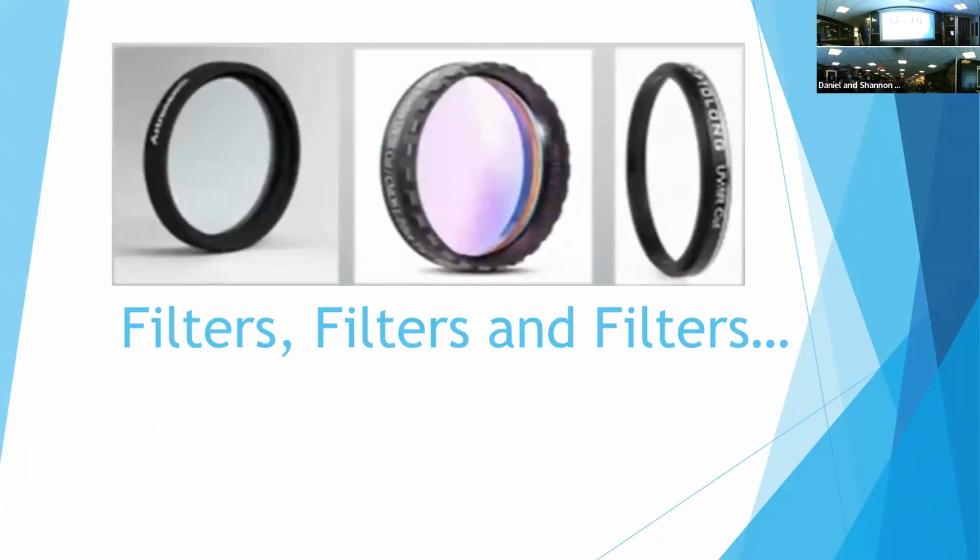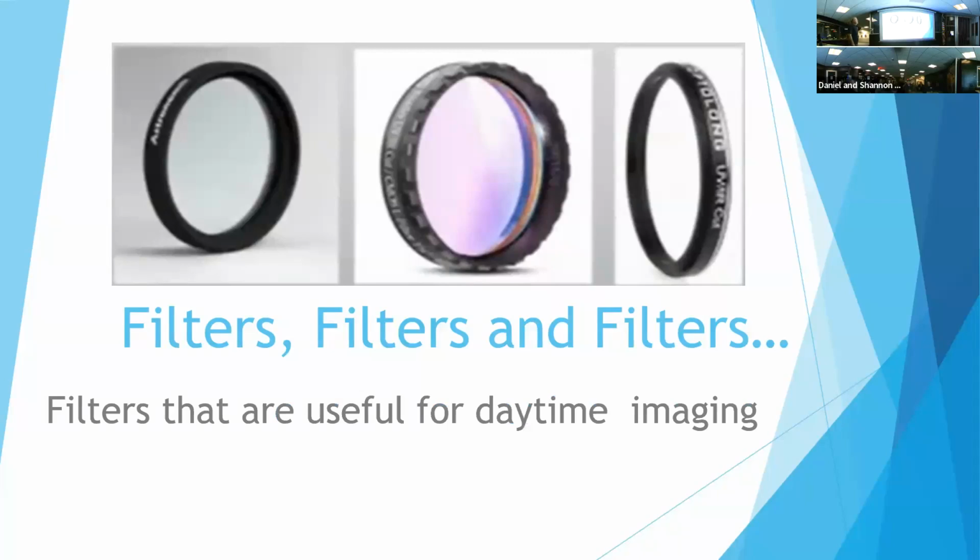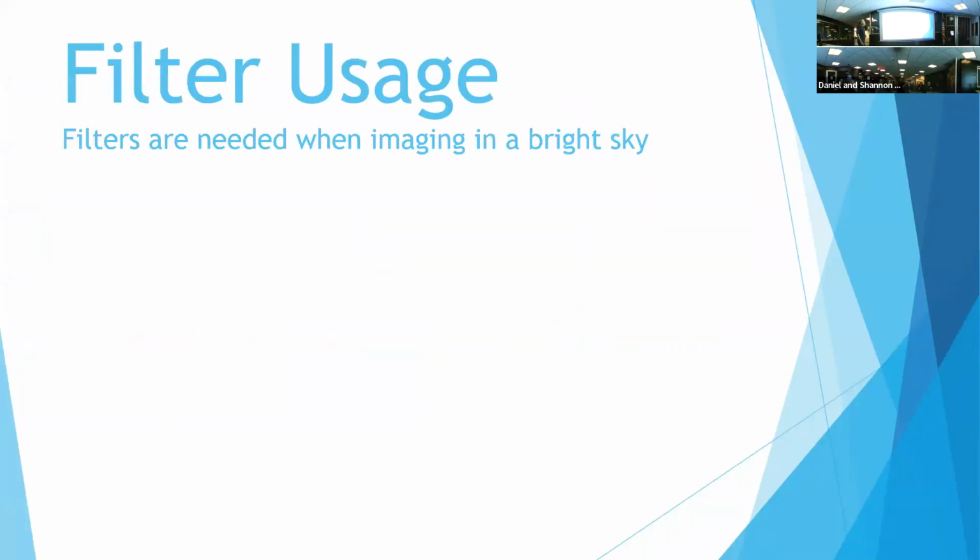Filters. It's very, very important because they help you to see better and they help you to get better images. Filters that are useful for daytime imaging. I have a list of filters that are needed when imaging in a bright sky. IR, infrared, long pass filter, deep red are the most common and affordable. Now, what I mean by affordable, I'm not talking about a Johnson photometric red filter that can run to a couple hundred dollars, but a long pass filter, Baader type of filter, is about $40, $50 at most. So it's very, very useful for imaging planets in the daytime.